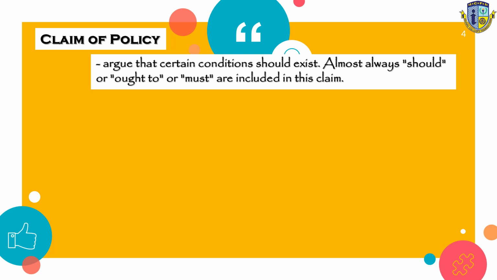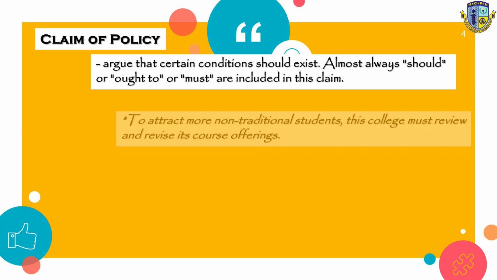The claim of policy advocates a specific course of action. It asserts that specific policies should be instituted as solutions to problems. Claims of policy are specific statements on procedures or laws that need to be modified based on certain issues or conditions. So we have here an example for this one.